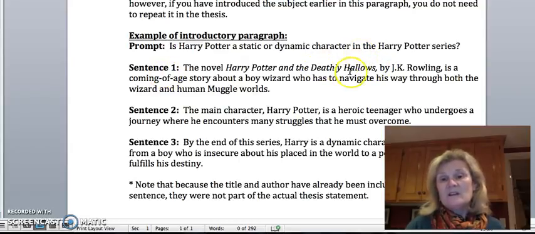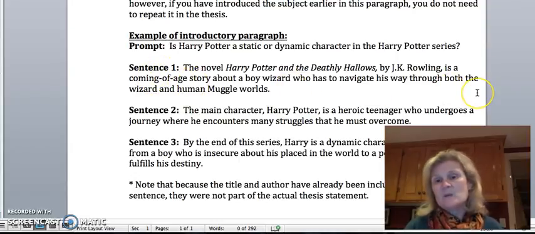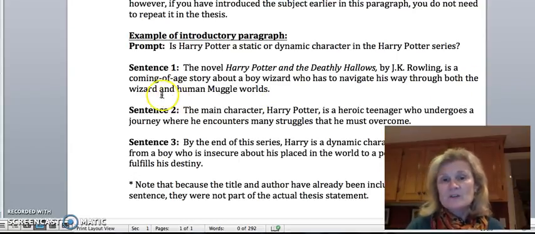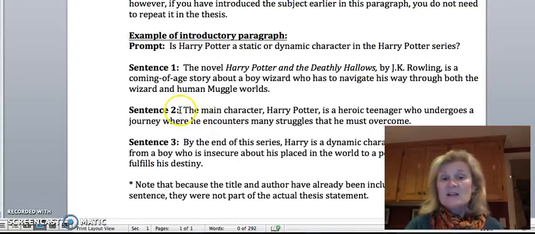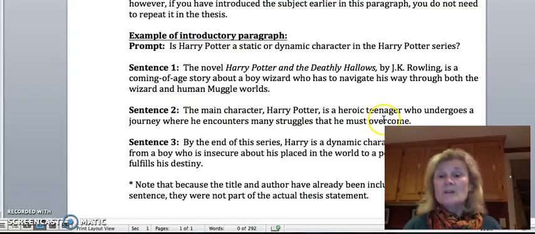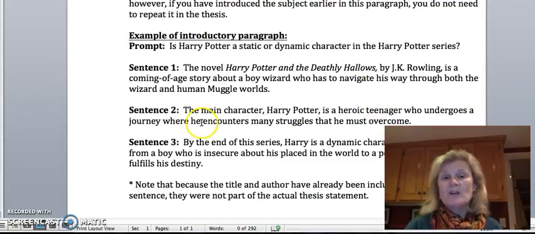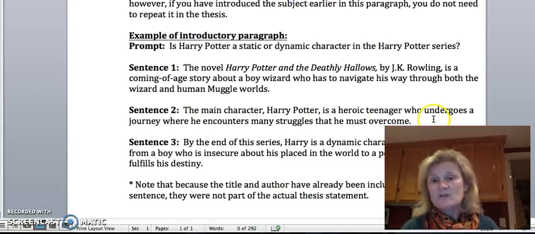It is the final of the novels in the set by J.K. Rowling, a coming-of-age story about a boy wizard who has to navigate his way through both the wizard and human muggle world. Notice this is a very general statement and a very quick summation of what this entire series is about. Then I add more detailed information about Harry Potter himself. Harry is a heroic teenager who undergoes a journey where he encounters many struggles that he must overcome.